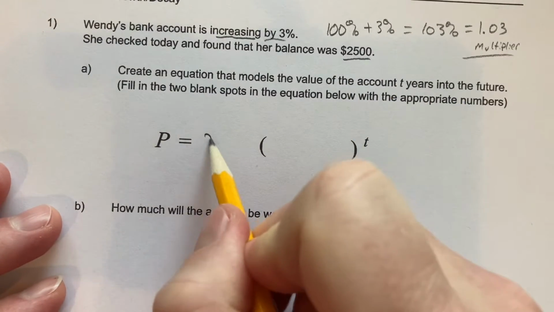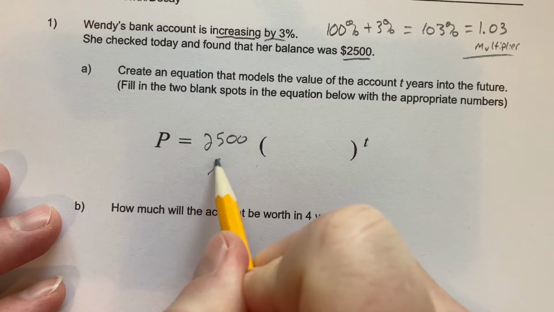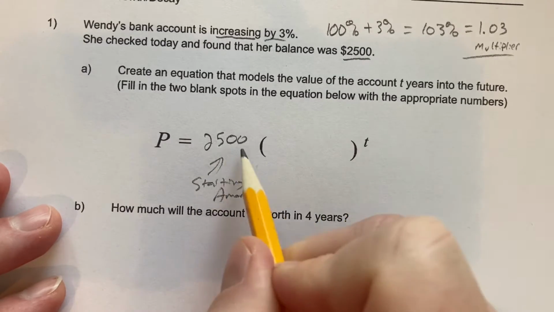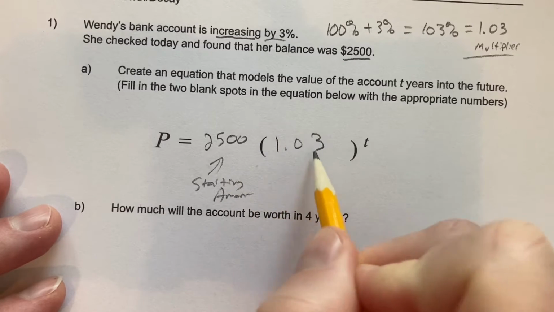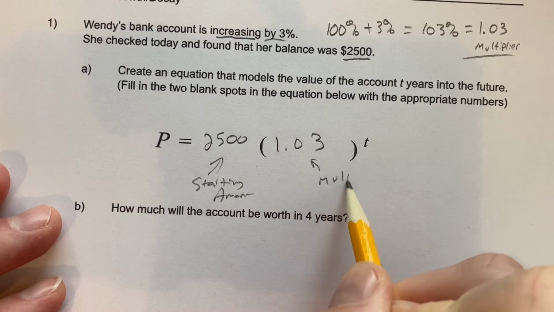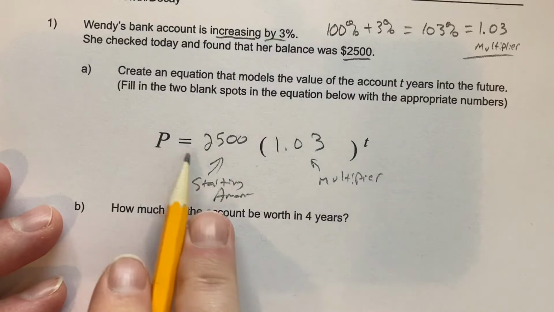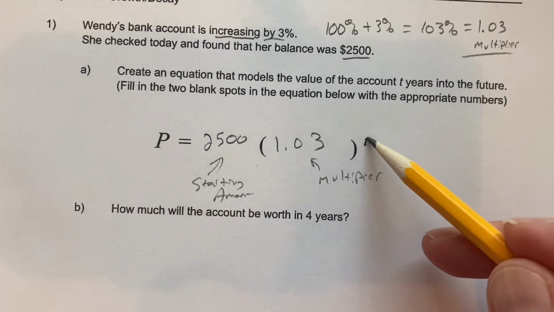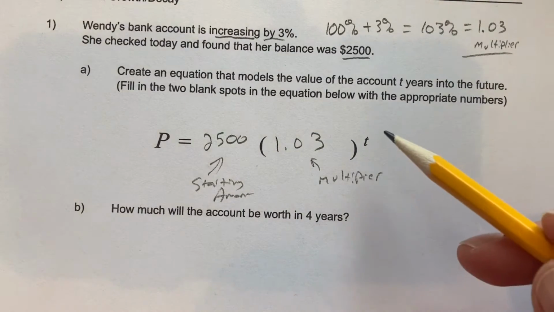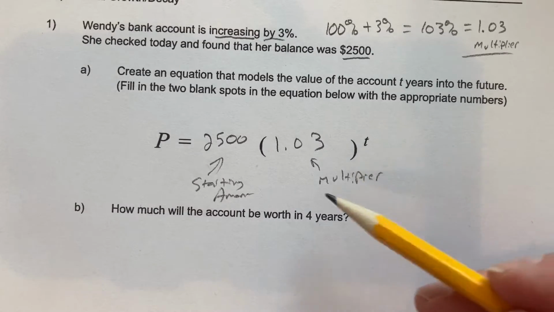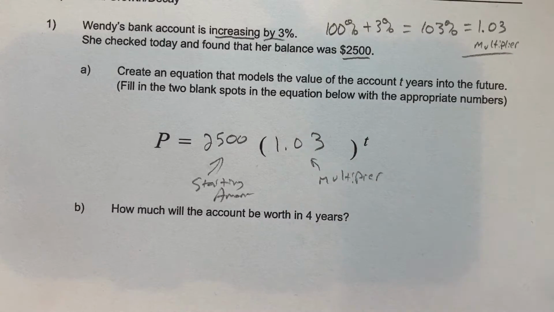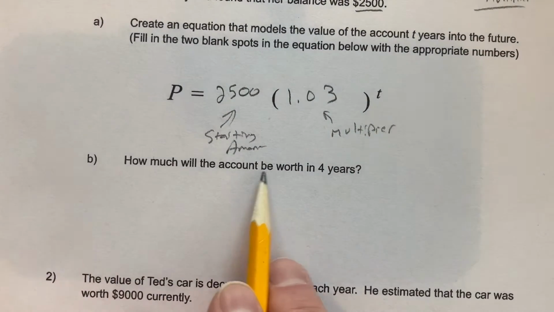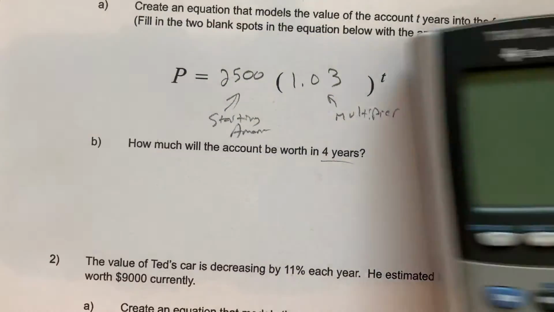which is 2,500. All right, so that's our starting amount. And then I multiply it by this 1.03. For us, that's our multiplier. And this creates a generic equation. If I want to know what it's going to be in 10 years, I just put 10 in for t. When I want to know what it was 5 years ago, I put -5 in for t. This formula will help me go backwards, forwards, and find out the amount at any point in time.